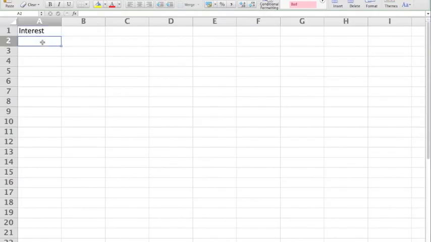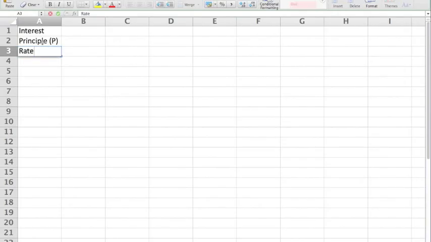To calculate interest, we need to know a few things. First, the principal. This is the initial amount that is either borrowed or loaned or invested.